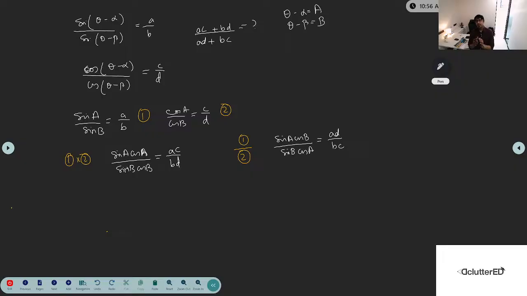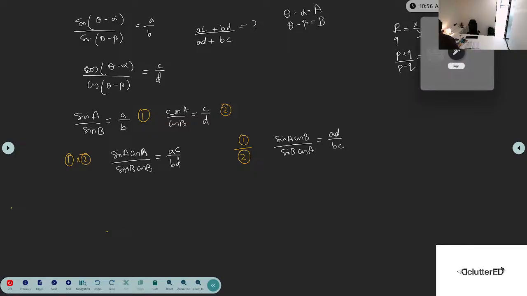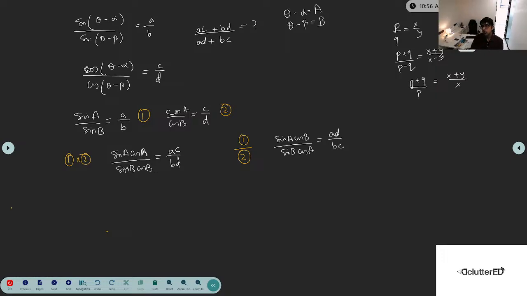There is an important concept in 9th that we had learned called componendo and dividendo, which essentially stated if I have a ratio given like this, then I can write p plus q by p minus q is equal to x plus y by x minus y. Essentially, if I also did p plus q by p, I will perform the same operations on the RHS. And that's what I'm going to do here.